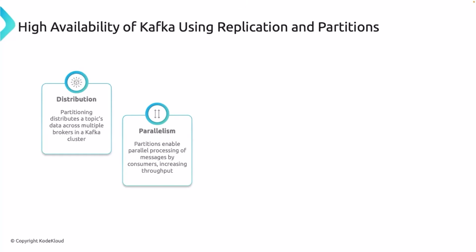Each partition can be consumed independently, so multiple consumers can process messages at the same time. This parallelism increases throughput, making Kafka highly efficient for handling large-scale data streams.